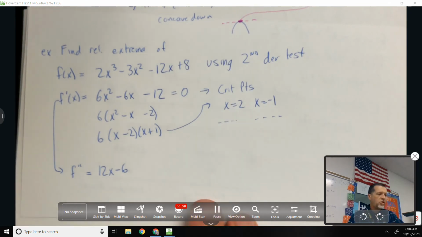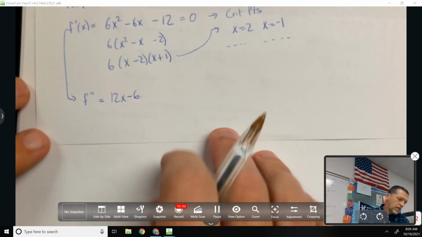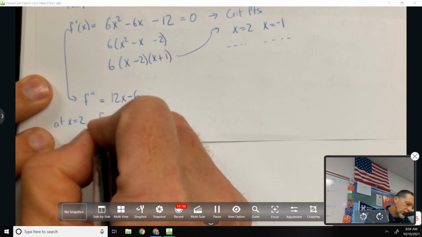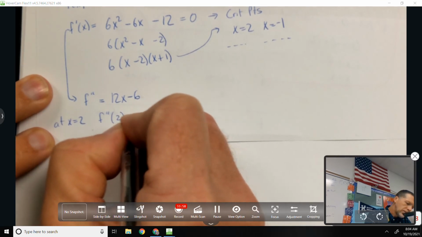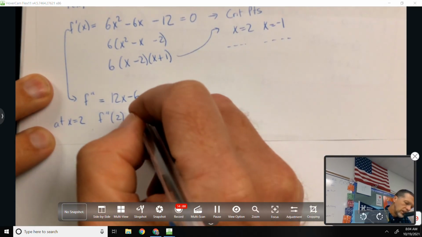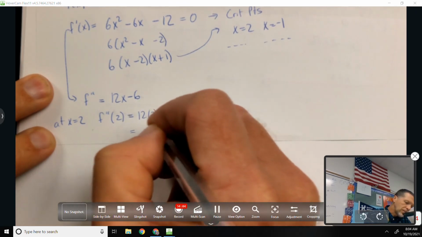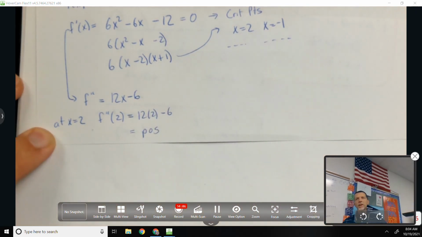So let's check our 2 points. At x equals 2, f double prime of 2 equals positive, right? 24 minus 6 is positive.